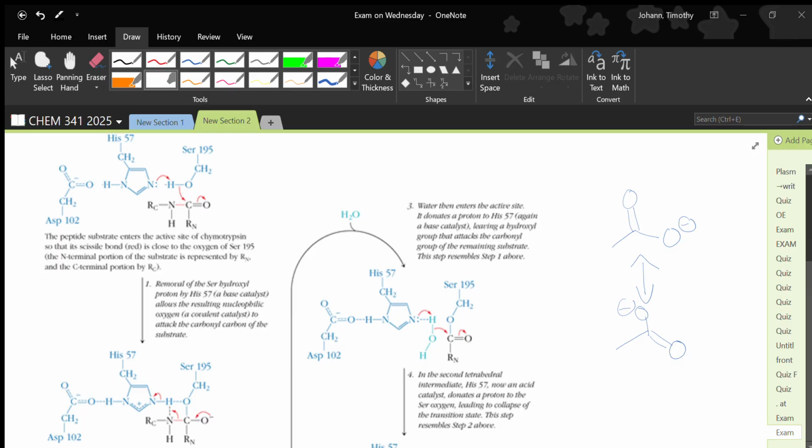All right, so first step here. This histidine is going to pick off this hydrogen, so the serine can act as a nucleophile and attack this carbonyl. You kick the electrons up to the oxygen.